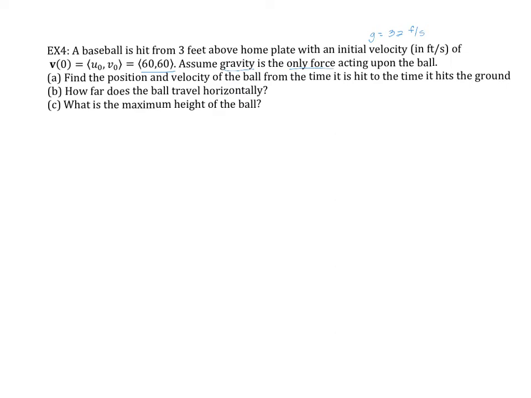Part A says find the position and the velocity of the ball from the time it's hit to the time it hits the ground. Now, sometimes it's nice to see a little diagram. So this ball is being hit at 3 feet above the ground. It's going to go up and then it's going to come down. Well, maybe I'll make this a little bit longer at some point here. So we have this initial velocity vector in red.